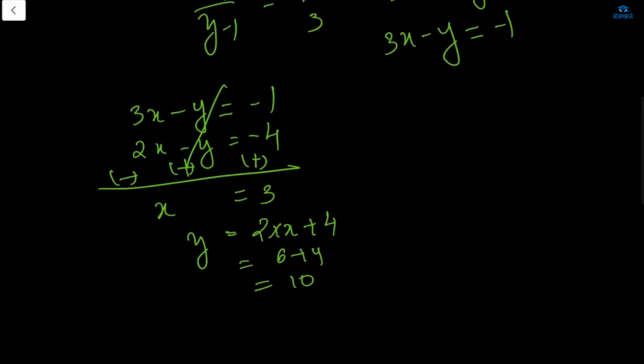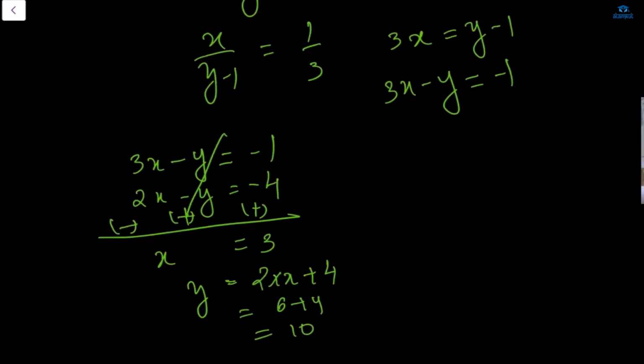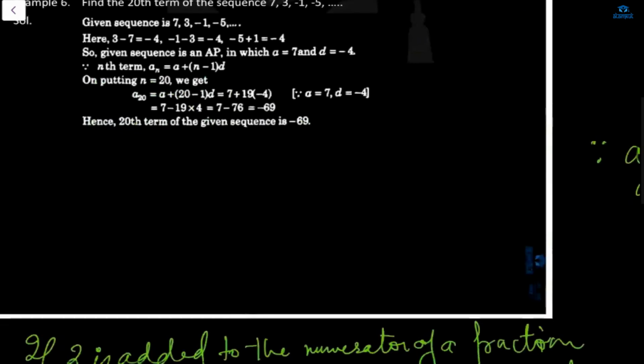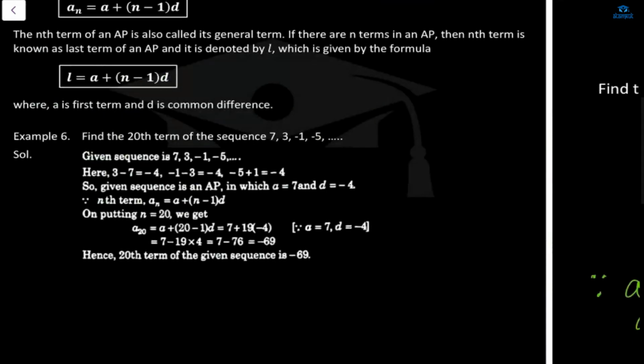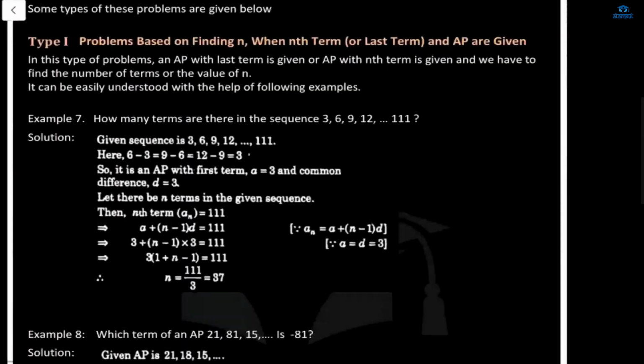Ma'am, x was correct, I think I made some mistake. Okay, the question will be this only. Ishika, Ria, what do you have? Yes, ma'am, I got the same answer. Okay, so we'll end here. In the next class, we'll see questions based on this and move ahead, problems based on n terms of an AP. AP will be finished very soon.